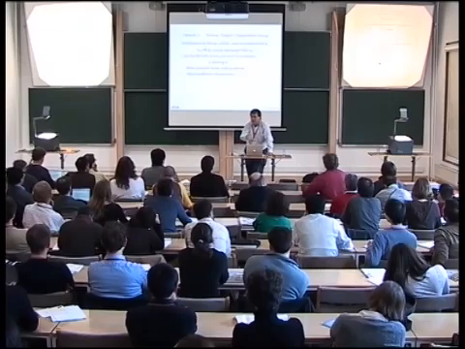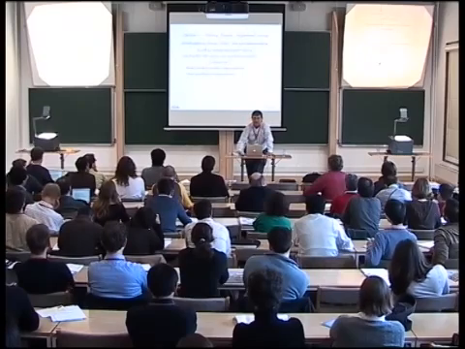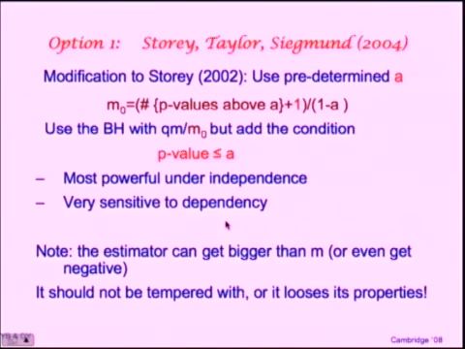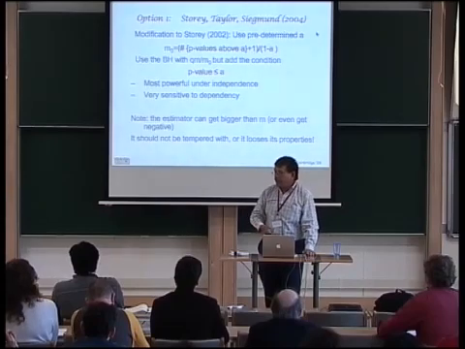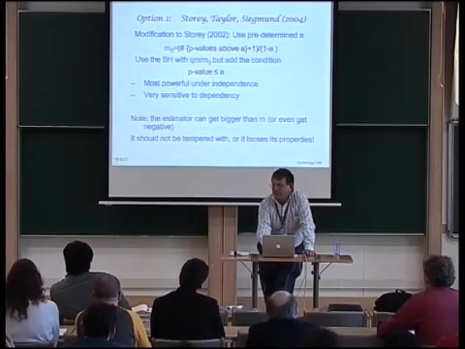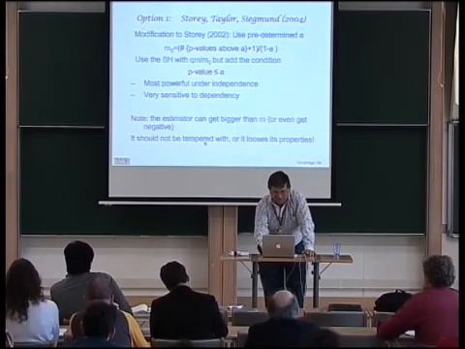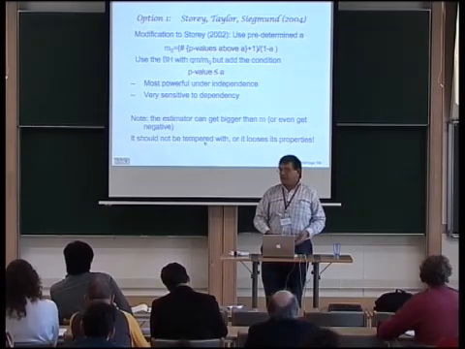In fact, of all the 3 suggestions that I'll bring it is the most powerful under independence, but it is also very sensitive to dependency. In spite of what is written, if you take dependencies that you encounter, like comparison with the same control, it runs into troubles. One warning, the estimator can get bigger than m. You need the expectation of this to be correct, so you can estimate it. The number of true null hypotheses can be greater than the number of hypotheses that you actually test. It can be even negative. It should not be tampered with, or it loses its FDR controlling properties.